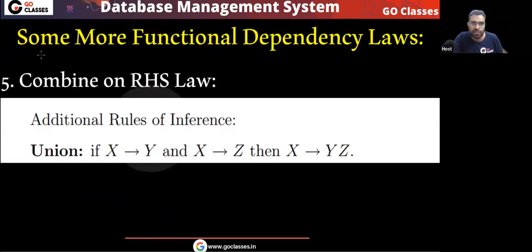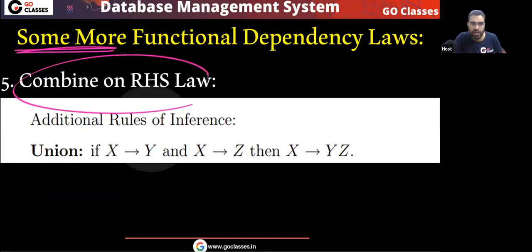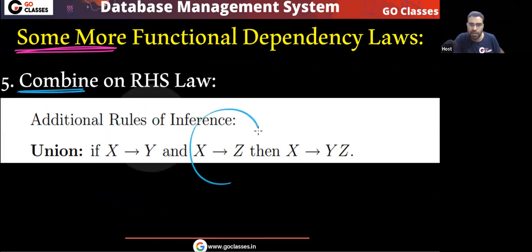Some more functional dependency laws. Now let's see combining on the RHS. Can you combine on the RHS? For example, if it is given that X determines Y and X determines Z, it means X can determine Y also, and X can determine Z also.